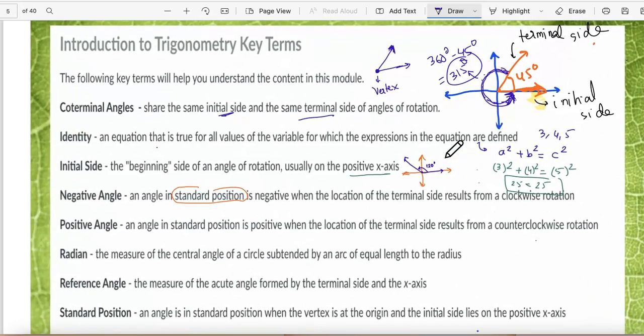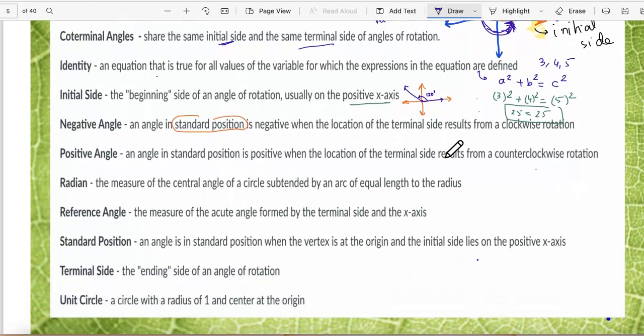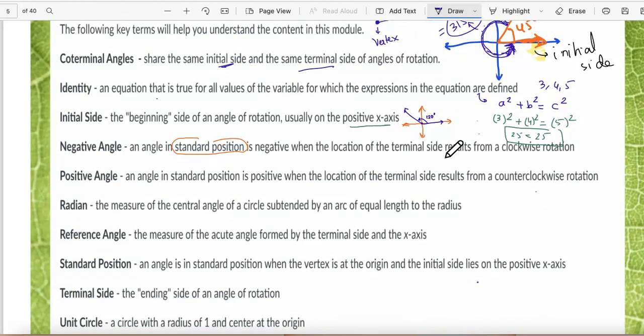I'm trying to bring the whole page. Okay, let's go. Now the next one is positive angle. An angle in standard position, which means the angle whose vertex is at the origin and initial side is on the positive x-axis. An angle in standard position is positive when the location of the terminal side results from a counterclockwise rotation.